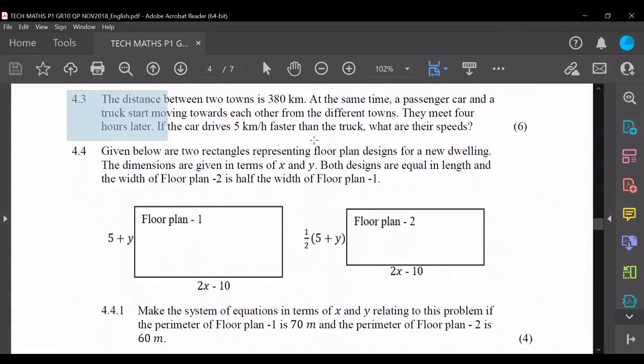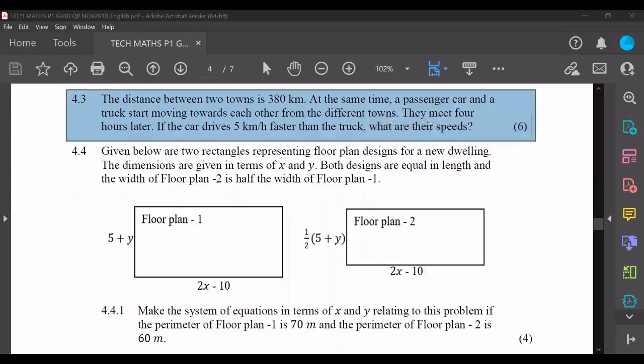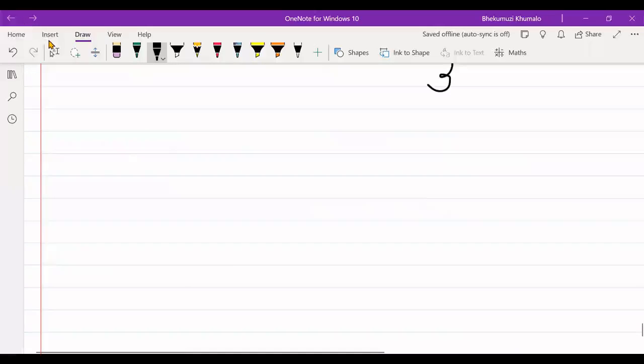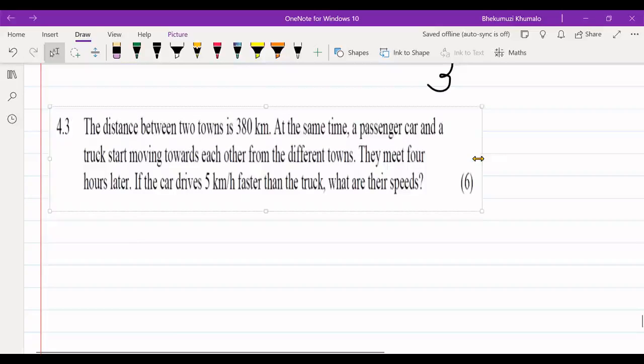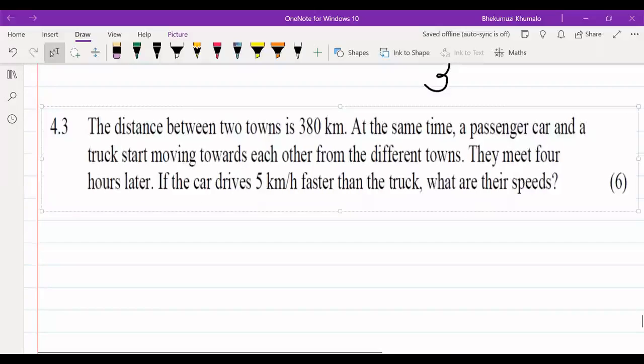So here's the last one here. Let's just quickly mark it, so then we can move it onto the other side. So we quickly mark that, okay? Now this one here is a very interesting question. This is what we call word problems, and you need to be extremely careful when you're doing them. Okay, so we have now the distance between two towns.